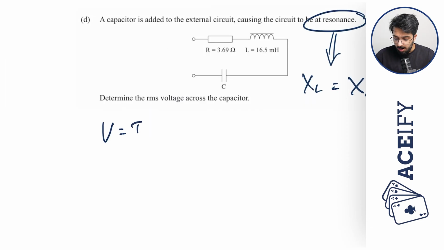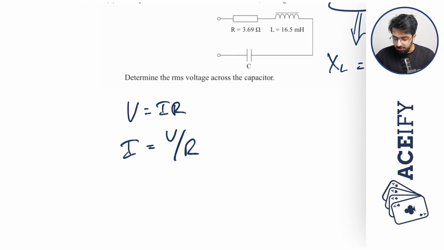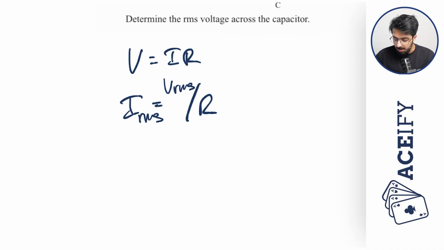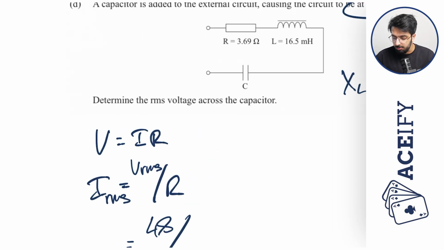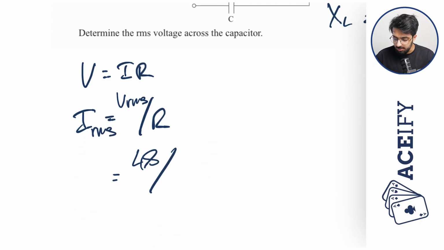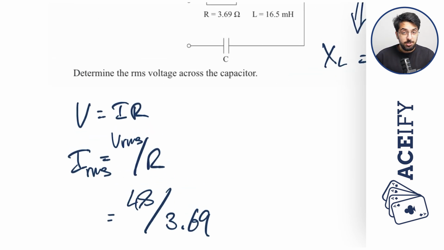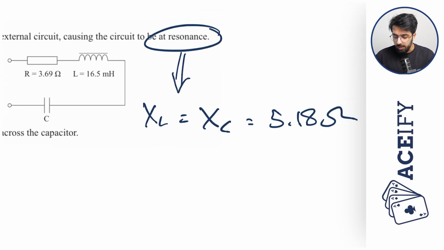As V is equal to IR, and therefore I is equal to V all over R, we are able to find the RMS current, okay? Obviously, this will also be the RMS voltage, okay? We found the RMS voltage in a previous question, and that was 48 volts, divided by our resistance, and in this case, our resistance is 3.69, okay?